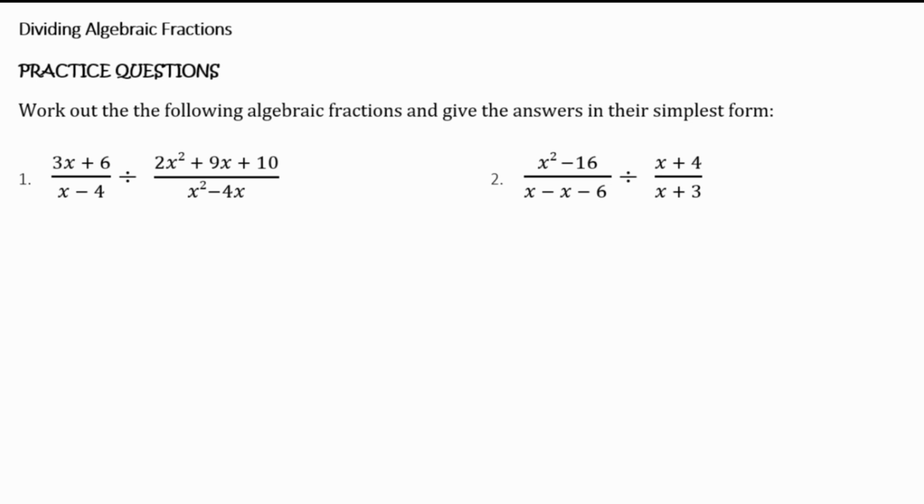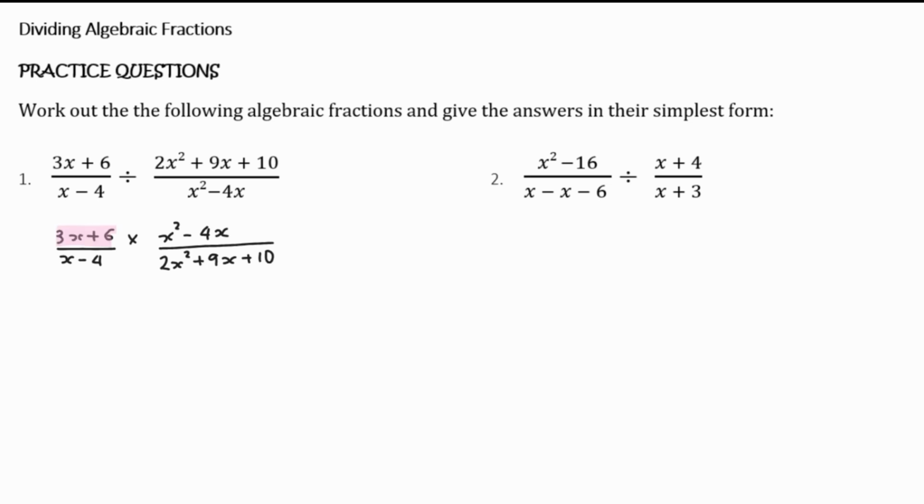For number 1, we are going to keep the first fraction as it is. We are going to then change our division sign into multiplication, and we will flip the second fraction to put x squared minus 4x in the numerator and 2x squared plus 9x plus 10 in the denominator.